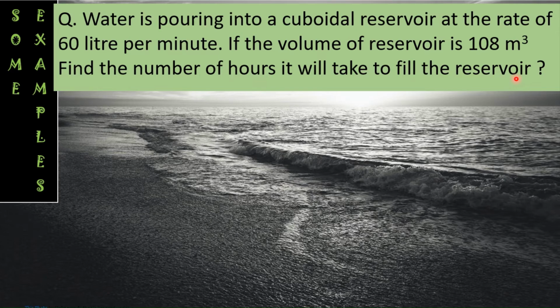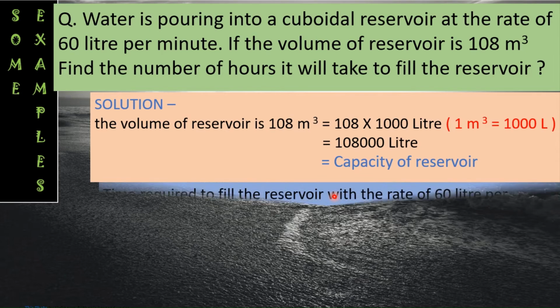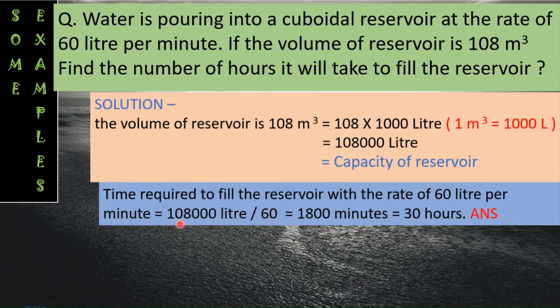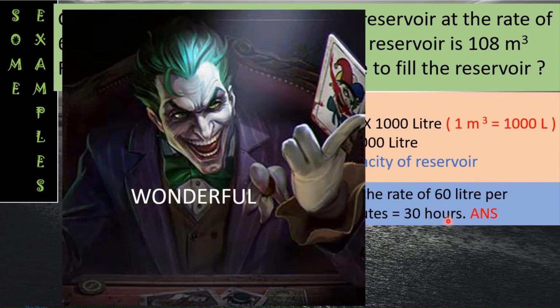First, yes, rightly said, we'll convert it into liter. So the volume of the reservoir is 108 meter cube and 1 meter cube is equal to 1000 liters. So this is equal to 1,08,000 liter. Wonderful. Now we have to find the time. This is very easy. We can divide this capacity by 60 per minute. So it will give 1800 minutes, which by dividing by 60, gives 30 hours. So easy. Wonderful.